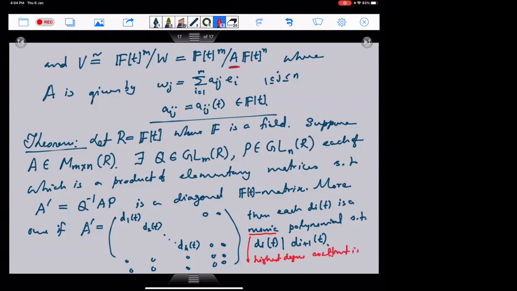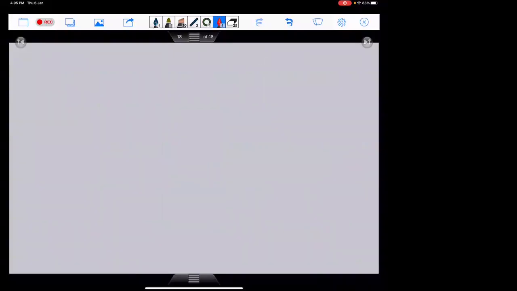Coefficient is 1. And we can make sure that di divides di plus 1. So this is an analogous statement of what we learned before for matrices with integer coefficients. What we are saying is that Z is a Euclidean domain. There we used division algorithm repeatedly when we apply elementary row and column operations. And the same holds for the field F[t], because F[t] is also a Euclidean domain where the Euclidean map is the degree map. So therefore, we can convert any matrix into diagonal form.